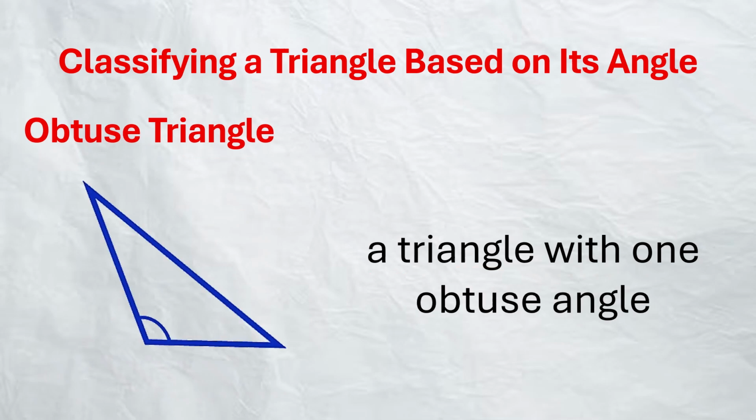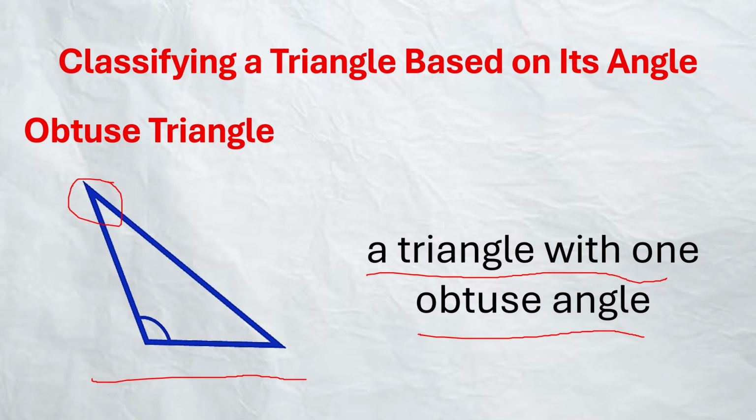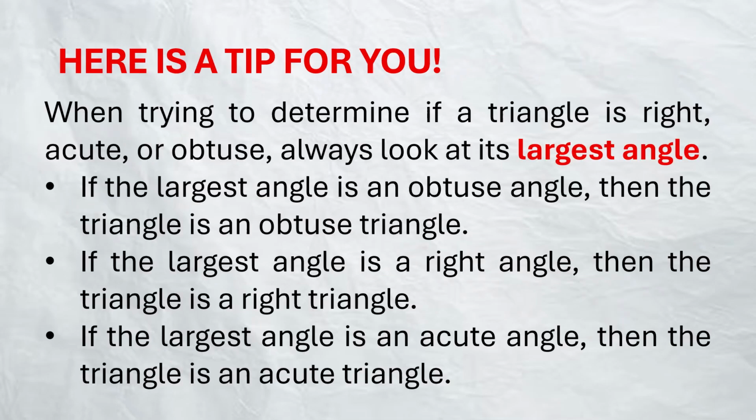The last one is an obtuse triangle, a triangle with one obtuse angle. So take note that this figure here has an obtuse angle, therefore it is called an obtuse triangle. So the other two here are acute angles, while the other one, which is this one, is an obtuse angle, so we call it an obtuse triangle.